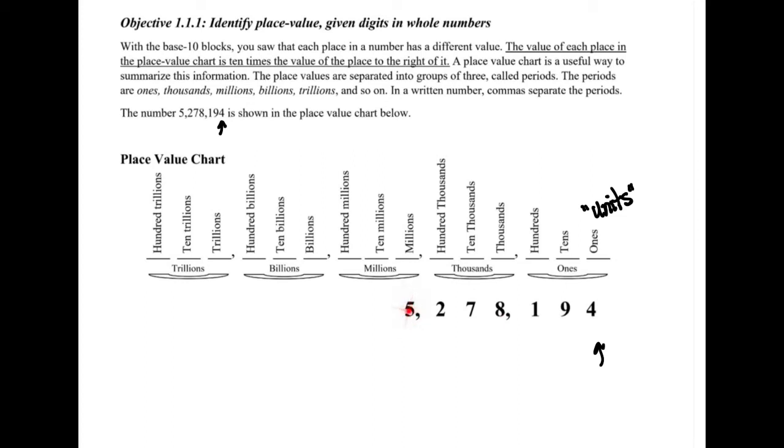And because 5 is in the millions place, this number is 5,200,078. Okay, but you don't say it that way. You say 278,000. You take that whole period together. So that's 278,194. Now you never say the ones when you're explaining what the number is. So it would be 5,278,194. Okay, we're going to do more of those.